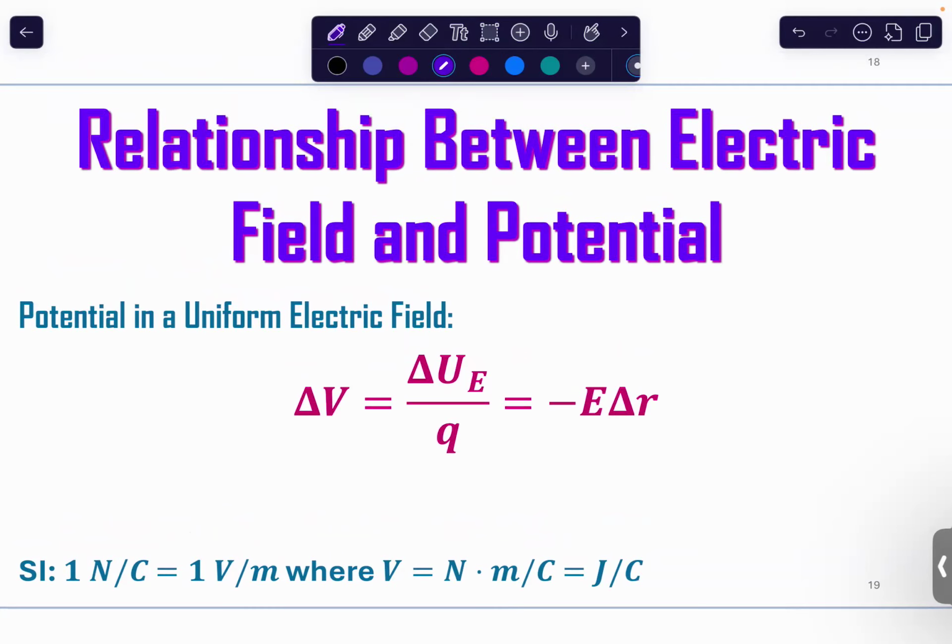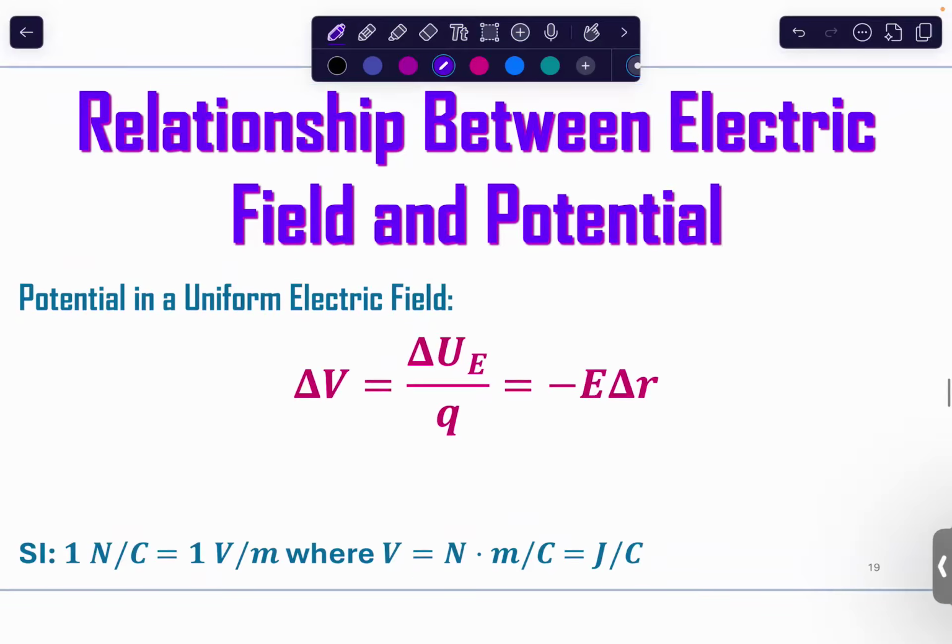So in a uniform electric field, your potential is going to be potential energy divided by Q. So you're going to get negative E delta R. Again, for potential, here are your units: volts, joules per coulomb, Newton meter per coulomb. Your electric field, your newtons per coulomb, is also volts per meter.